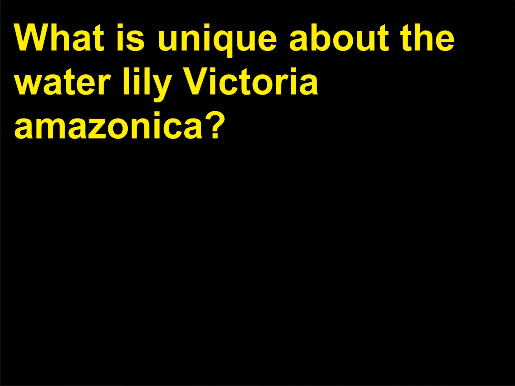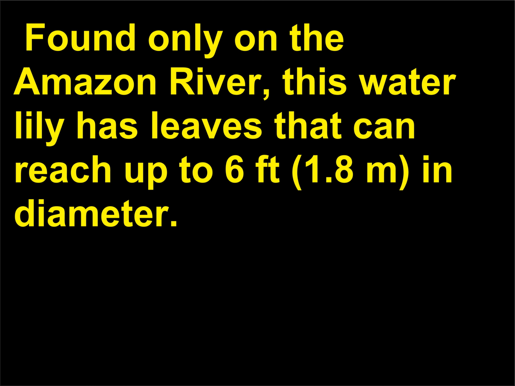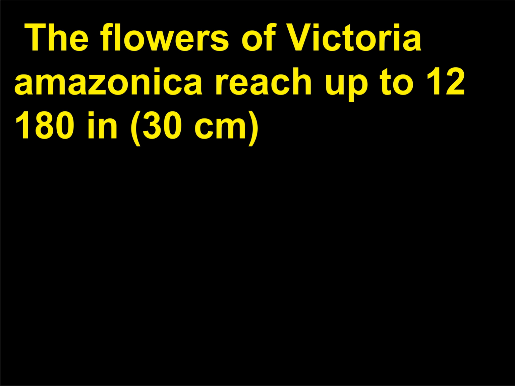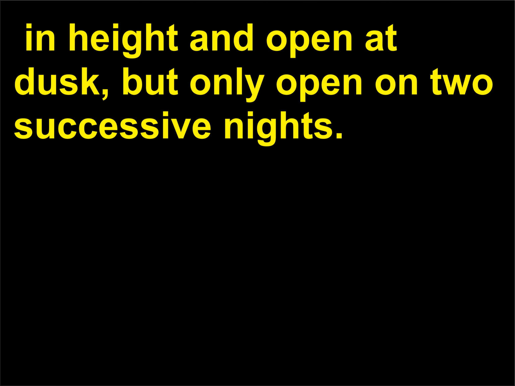What is unique about the water lily Victoria amazonica? It is very big. Found only on the Amazon River, this water lily has leaves that can reach up to 6 feet, 1.8 meters, in diameter. The flowers of Victoria amazonica reach up to 12 in, 30 centimeters, in height and open at dusk, but only open on 2 successive nights.